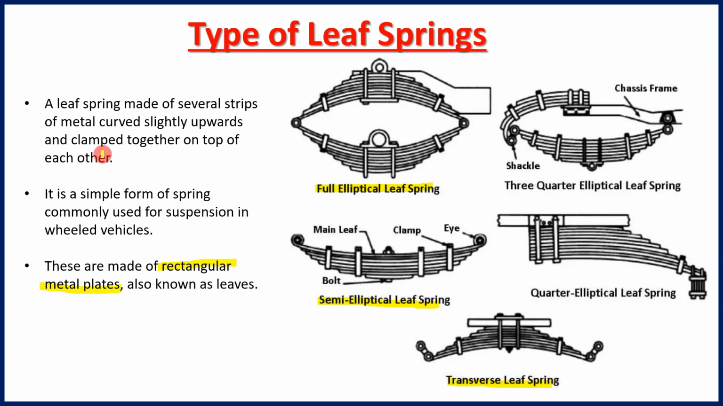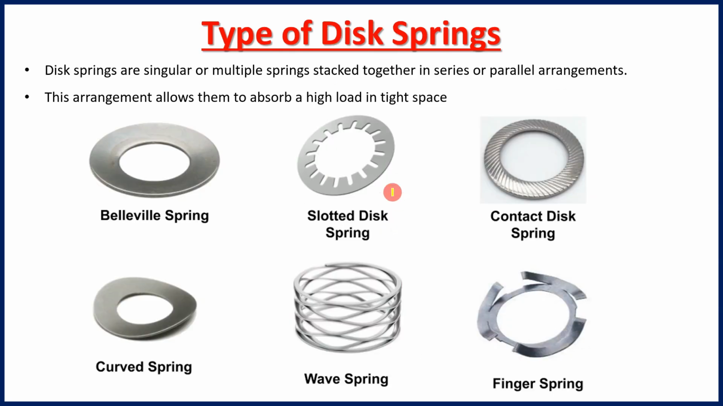So these leaf springs are made up of several strips of metal curved slightly upward and clamped together on top of each other. It is a simple form of spring commonly used in the suspension of wheeled vehicles. This type of leaf spring we can see in heavy duty vehicle suspension.